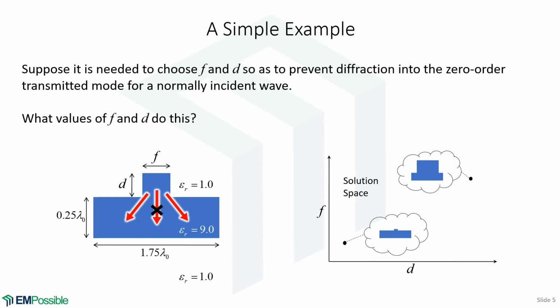On the other extreme, we could be way out here. That's a high value of f and d. High value of f means it's very wide relative to the period, and the high value of d means it's also very tall. So all solutions we're interested in somehow fit into this solution space.